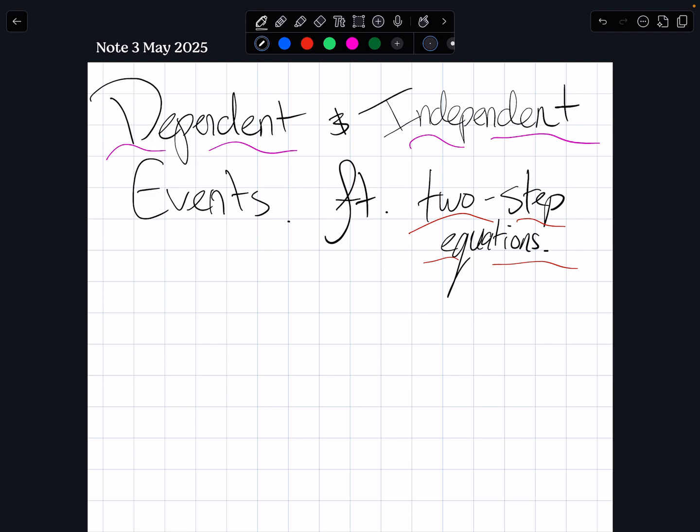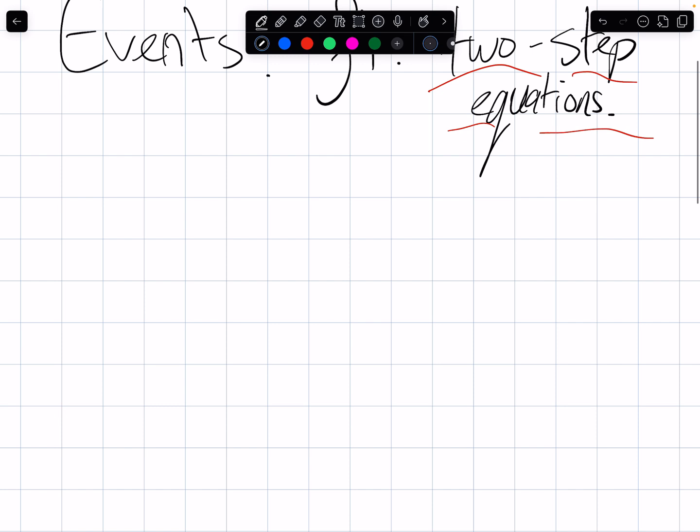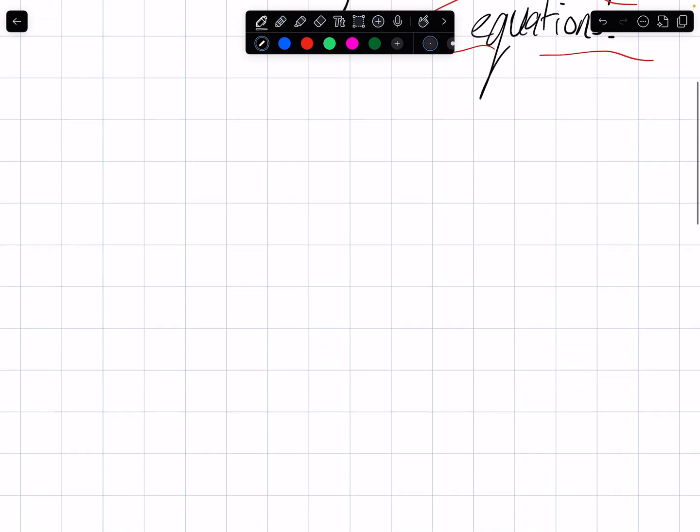What you will need for the lesson, if you haven't already got it, is a pen, a book to take notes in, and a calculator. If you don't have that, pause it and get that now.